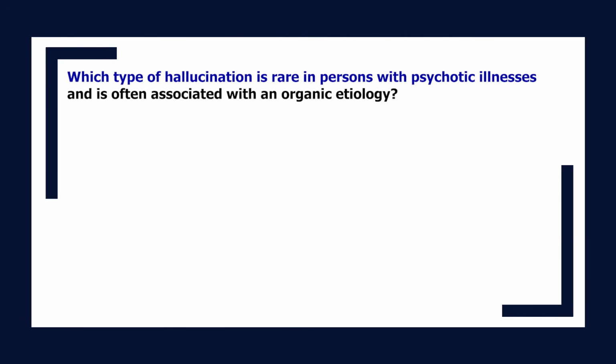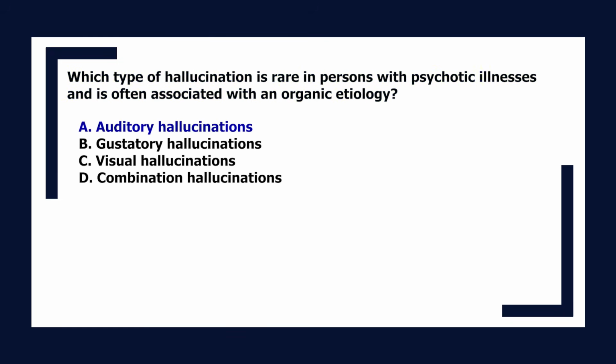Which type of hallucination is rare in persons with psychotic illnesses and is often associated with an organic etiology? A. Auditory hallucinations. B. Gustatory hallucinations. C. Visual hallucinations. D. Combination hallucinations.